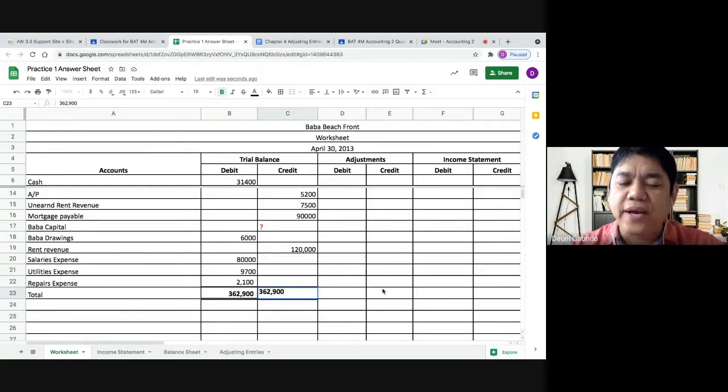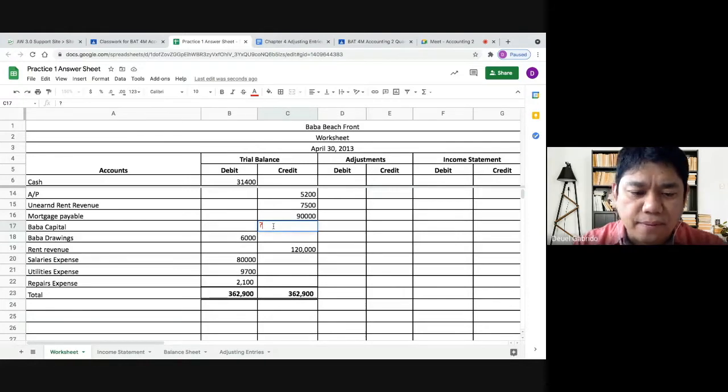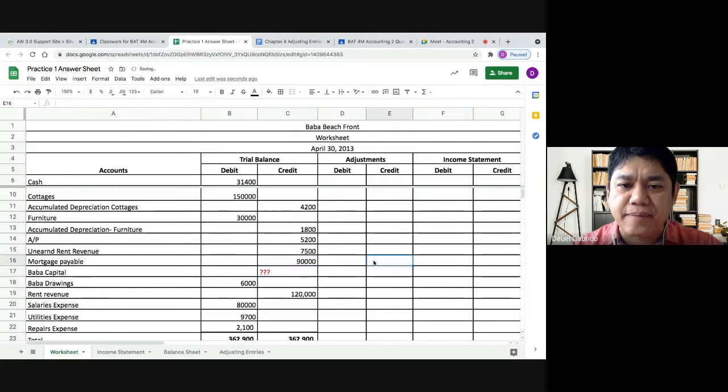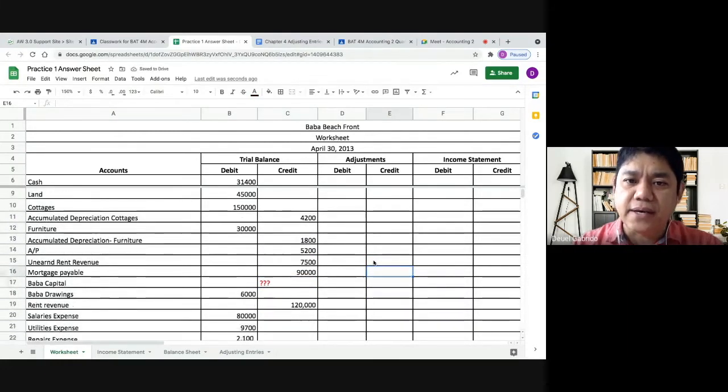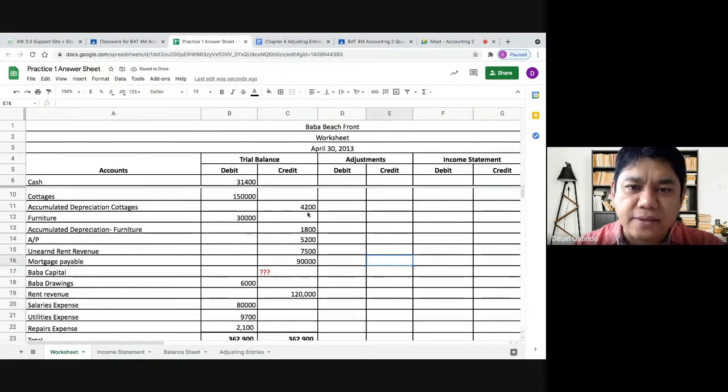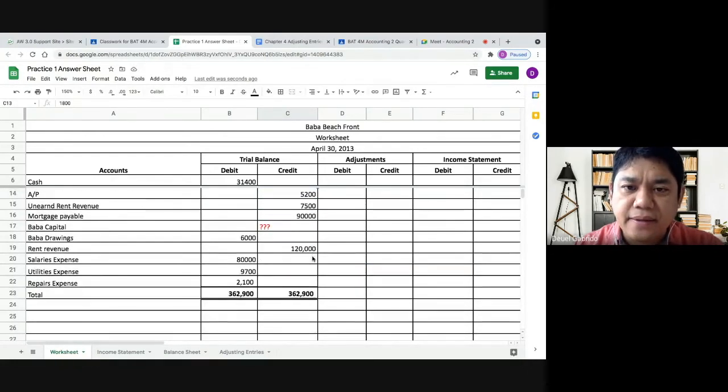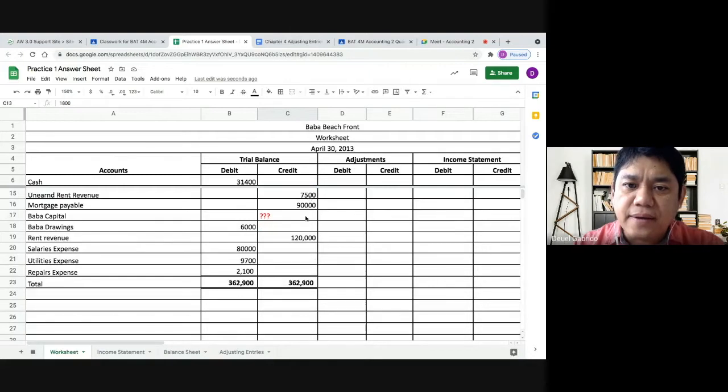So it's also 362,900. Now how can we calculate the missing Baba capital here? There's a question mark here, right? What shall we do to get the Baba capital at the beginning? Because they just gave us credits like 4,200 and 1,800, and when we add them all together with the capital, the sum is 362,900. How shall we get this one? The capital.